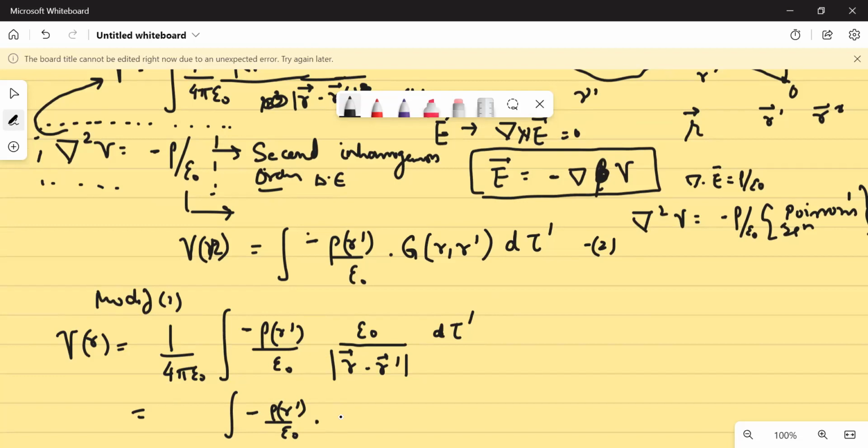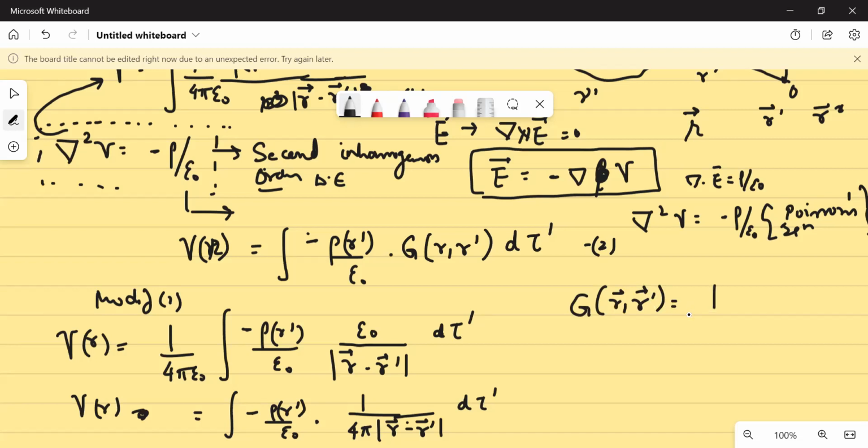So if I modify my equation number 1, what I would get? I would simply get it as 1 upon 4 pi, times the modulus of r vector minus r vector dash, d tau dash. This is your potential function as r. Now you just compare these two up, and you can find that your Green's function for Poisson equation happens to be 1 upon 4 pi, and a negative sign also, sorry, because you have multiplied negative here, so here also there will be negative.